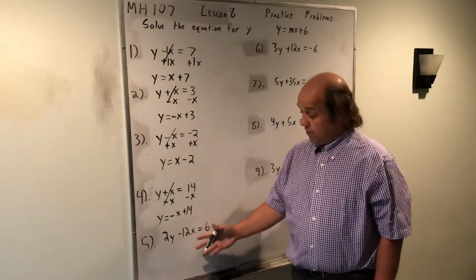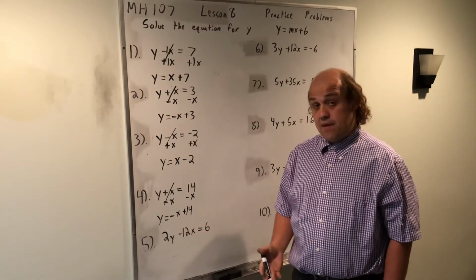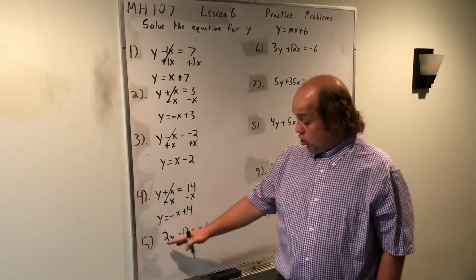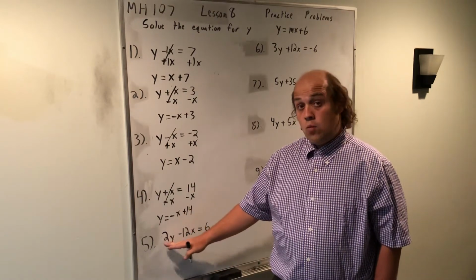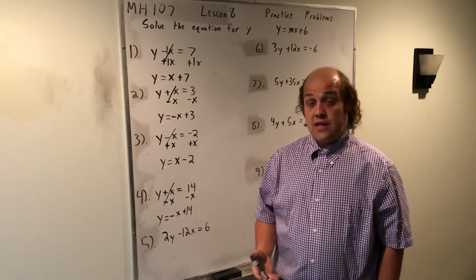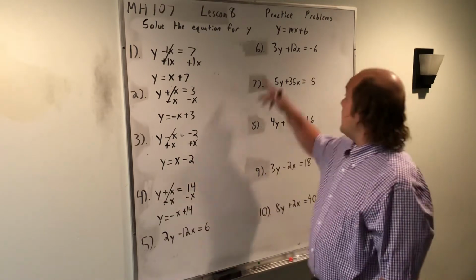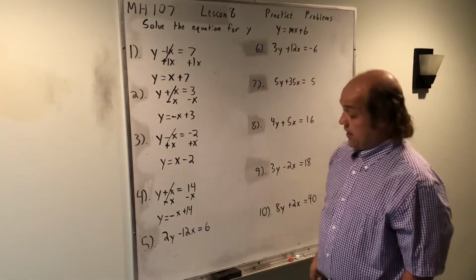When we get to problem 5, we now have a second step. The second step is going to be, because there's a number in front of the y, we're going to need to divide everything in the problem by that number to get it alone as a single y on the left-hand side.